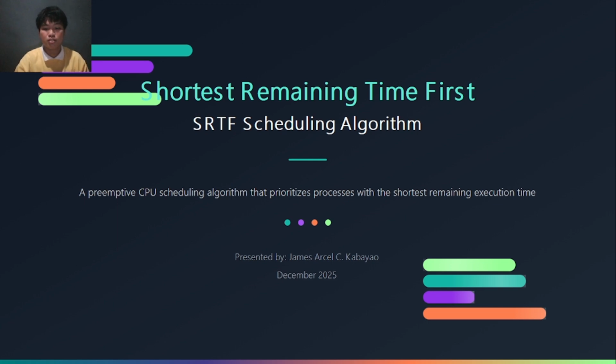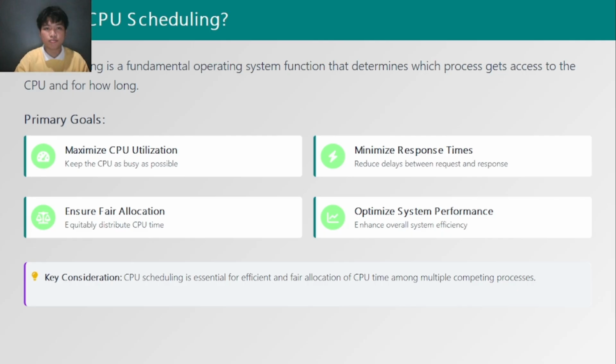What is CPU scheduling? CPU scheduling is a fundamental operating system function that determines which process gets access to the CPU and for how long. The goal of any scheduler is to keep the CPU as busy as possible to reduce delays for the user, and to ensure that system resources are distributed fairly and effectively.